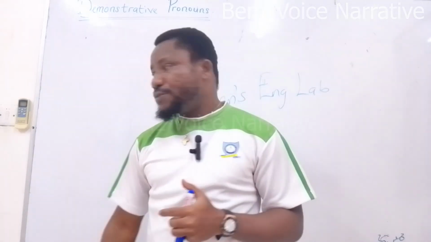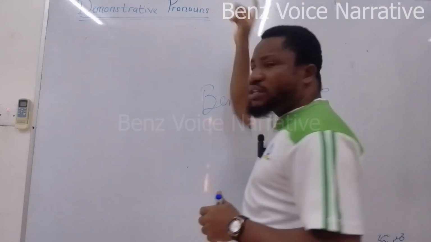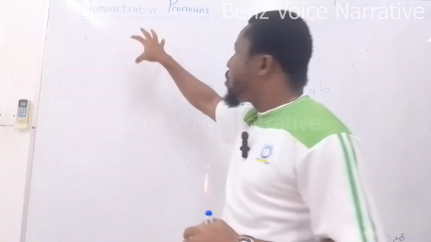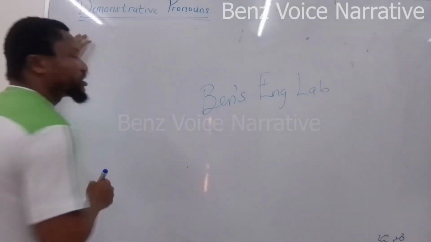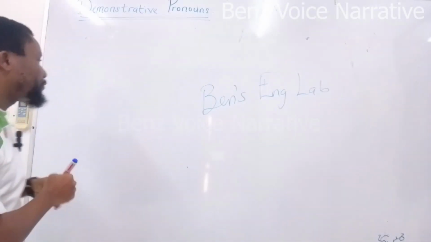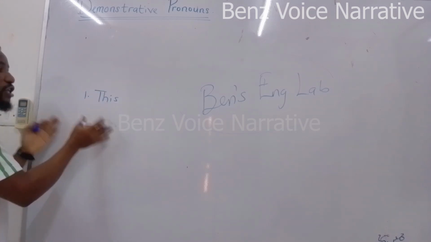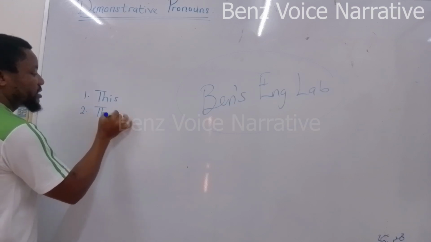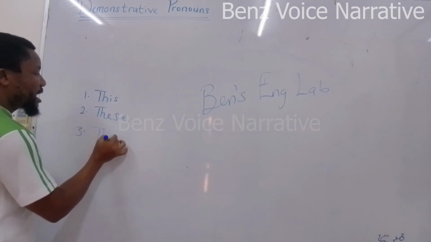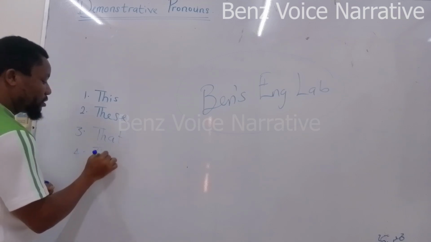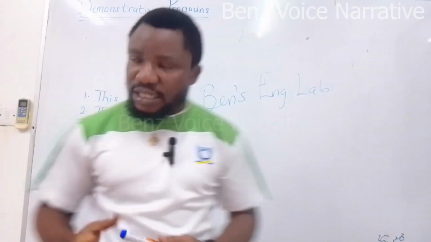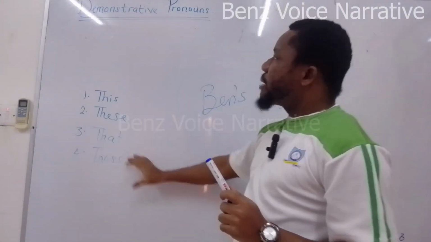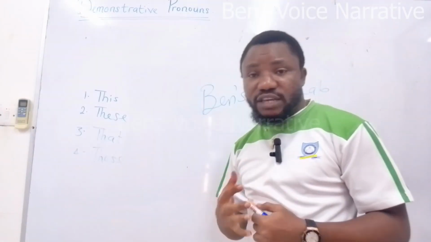So basically, demonstrative pronouns are words that you use to replace items or objects that are either close to you or far away from you. Like we have under the demonstrative adjectives, we have four examples of demonstrative pronouns, and these examples are the same. The first is this. Second, we have these. Number three, we have that. And number four, we have those. These are the four examples of demonstrative pronouns in English. Take note again, we're talking about demonstrative pronouns and not demonstrative adjectives.